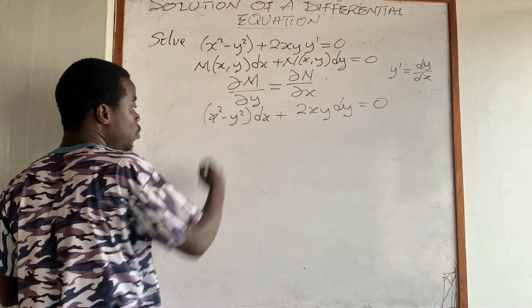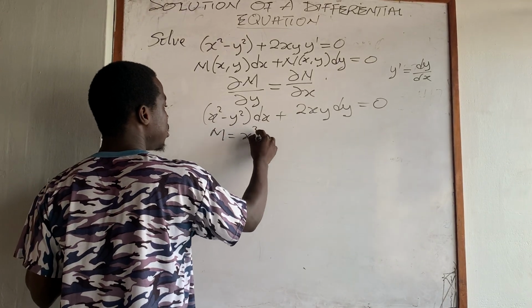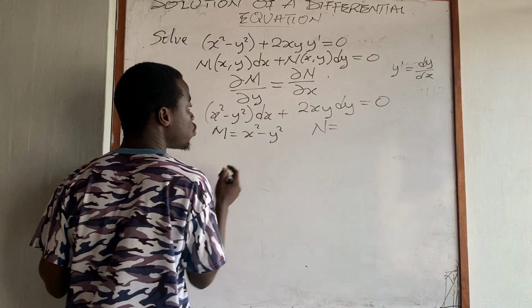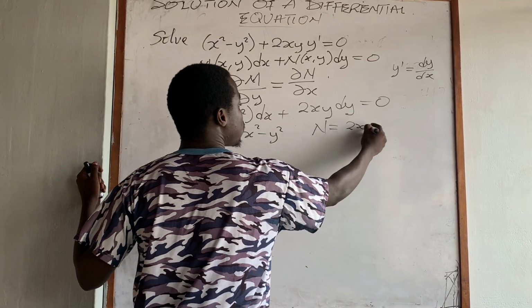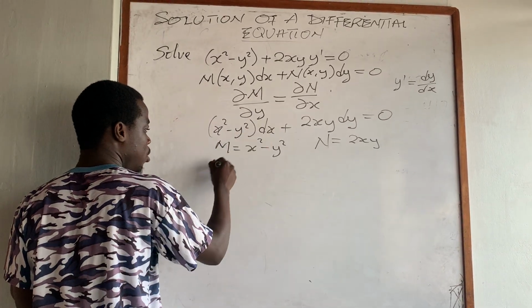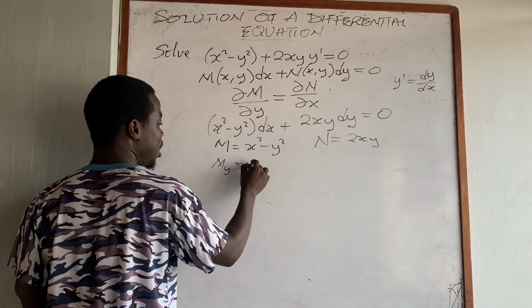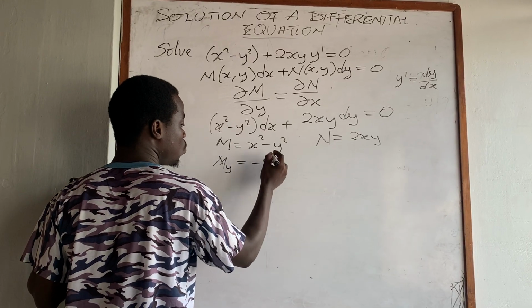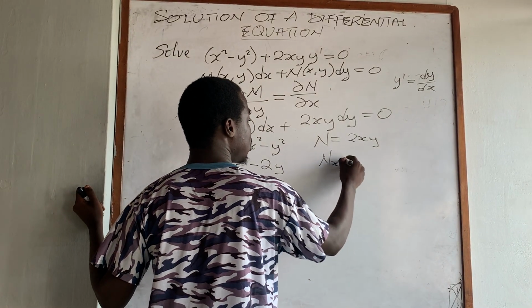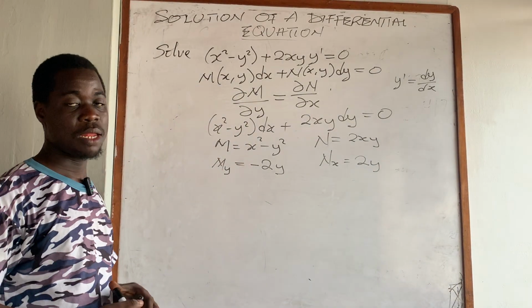So here, if you compare this one to this, my M here is equal to x squared minus y squared. And my N here will also be equal to what? 2xy. So I will differentiate this with respect to y, which is this, and I will get negative 2y. I will also differentiate this one with respect to x. Then I will get 2y. Now, if you check, you can see that they are not equal.